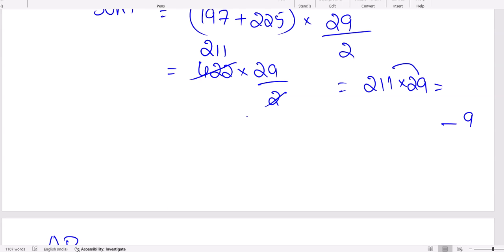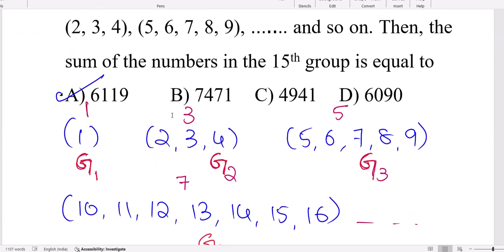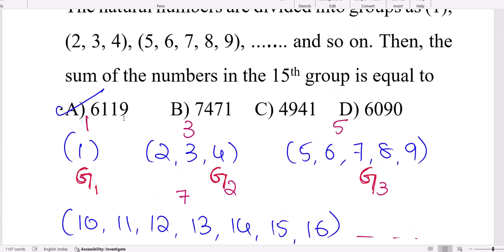Next, basic verification: I can take an approximation. 29 can be taken as 30. Instead of 211, I'll take around 200. 200 into 30 will be 6,000, close. If I increase one number, I need to decrease the other. My answer is around 6,000, ending with 9. So option A. You need all these different types of analysis.